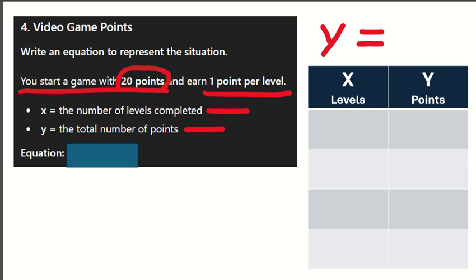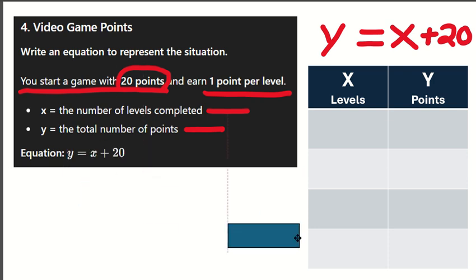What if we did this? What if we took the x? We just plugged in the levels, like level 1, level 2, level 3 as we go. But then we just add 20 because you start out with a constant value of 20 when you start the game. So couldn't we represent that as x plus 20 equals the total number of points? Yes, we could. Y equals x plus 20.